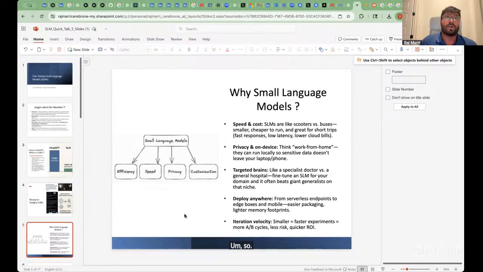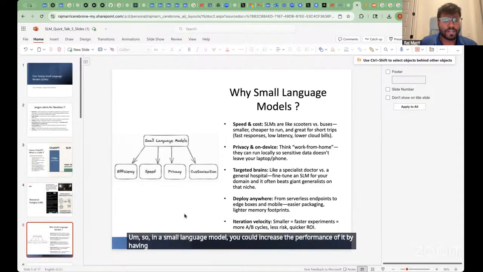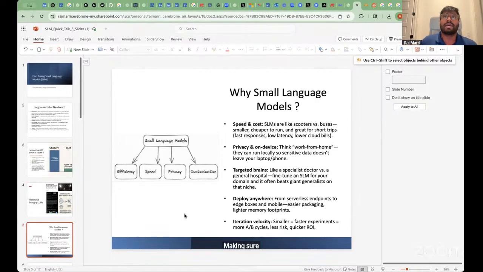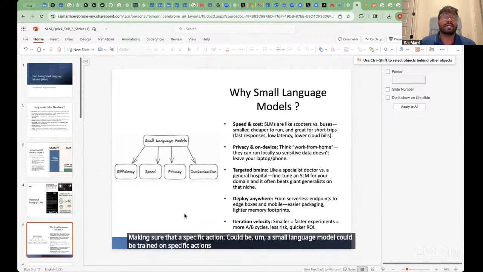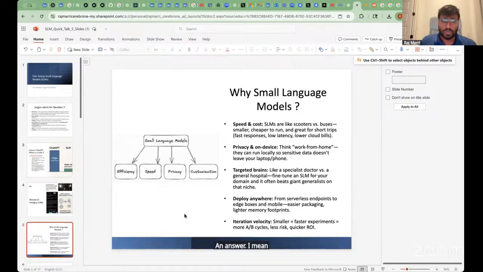In a small language model, you could increase the performance by having proper fine tuning, or making sure that a small language model could be trained on specific actions, and then you get an answer. I mean, end of the day, that is what's going on, right?